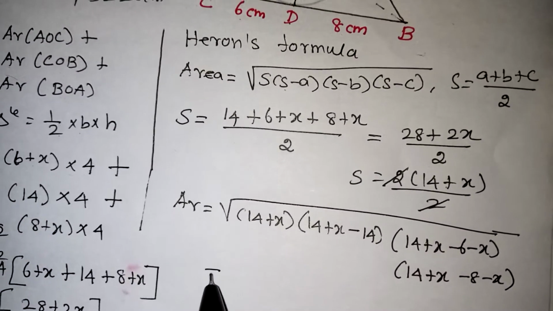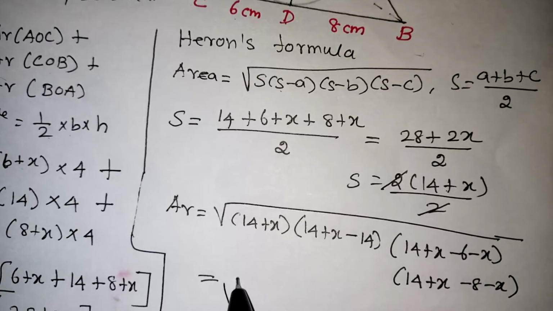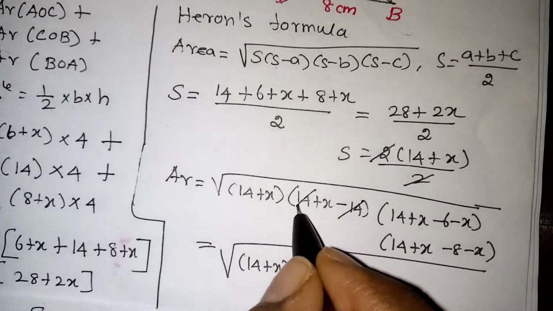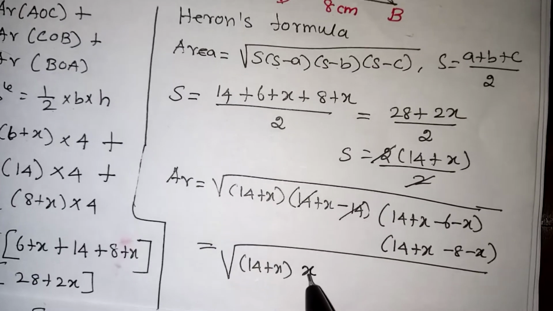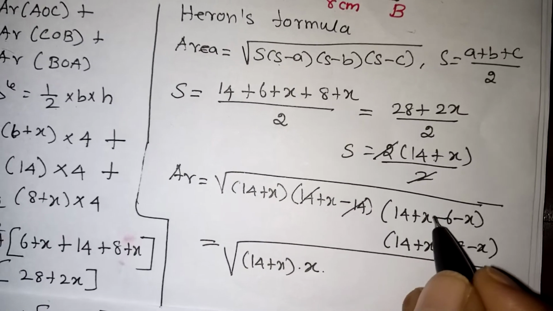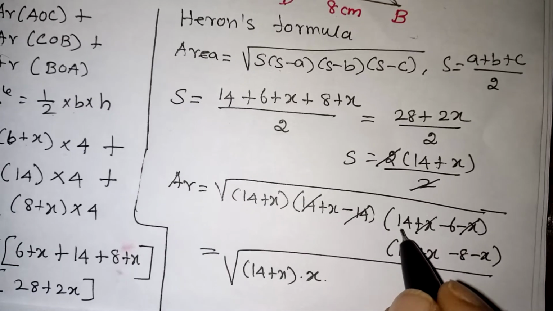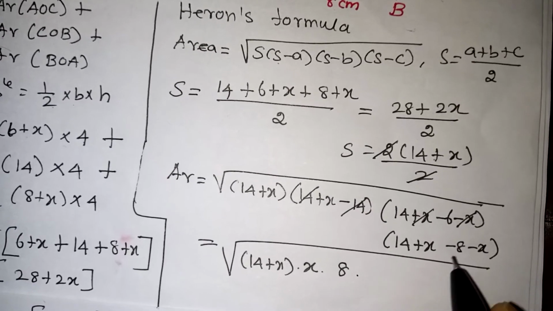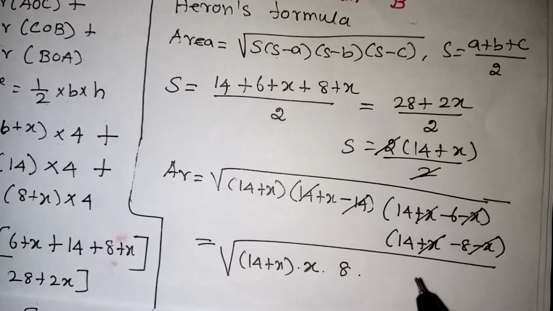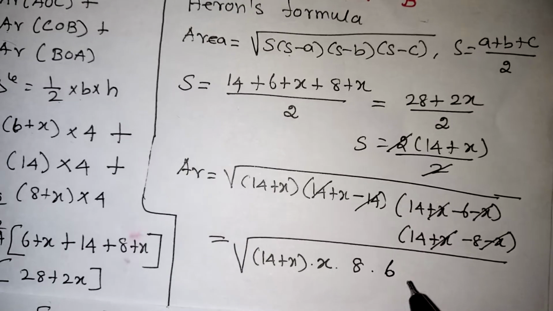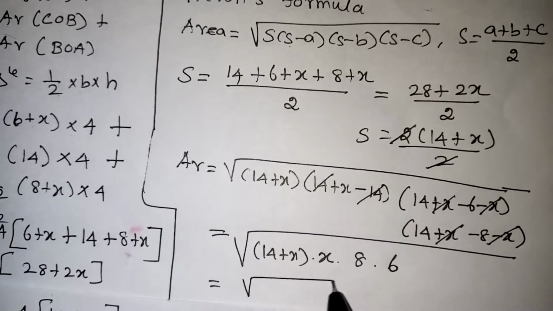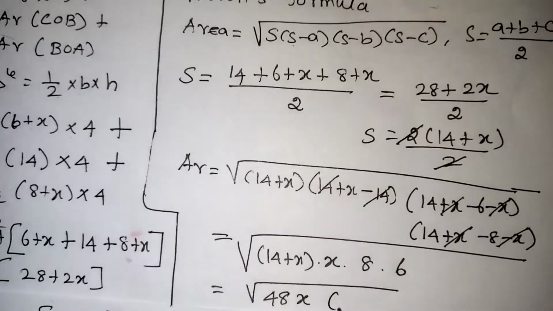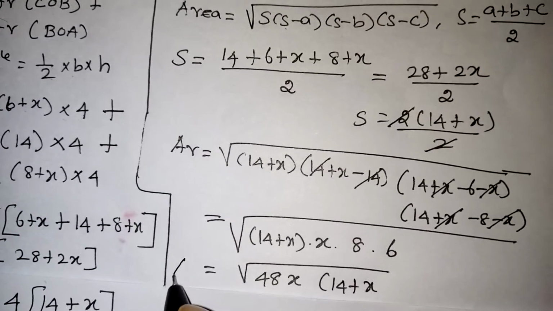Now let's do the simplification here. Root of 14 plus x, you keep as it is. Here plus 14 minus 14 will get cancelled, so here we have one x. Here plus x and minus x will get cancelled. 14 minus 6 will give you 8. The dot is representing multiplication only. Here also plus x and minus x will get cancelled. So 14 minus 8 will give you 6. So here we are getting root of 6 8s are 48, and this x value into this 14 plus x. So this is an area value.